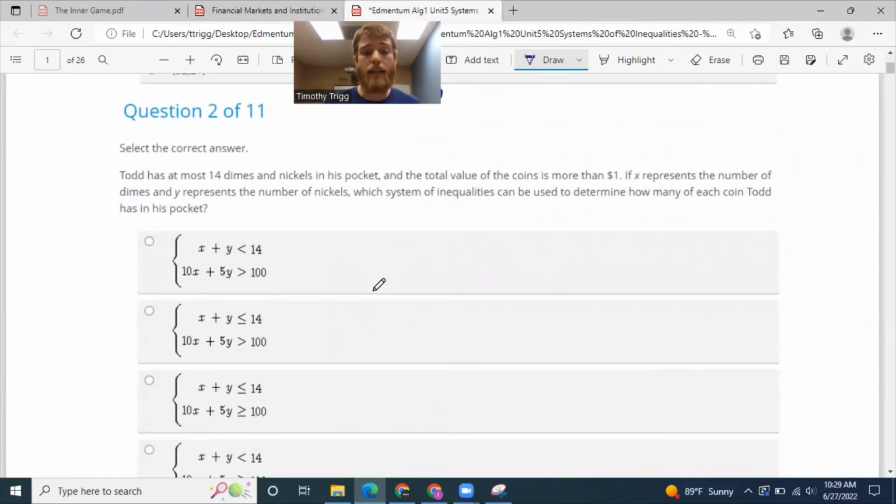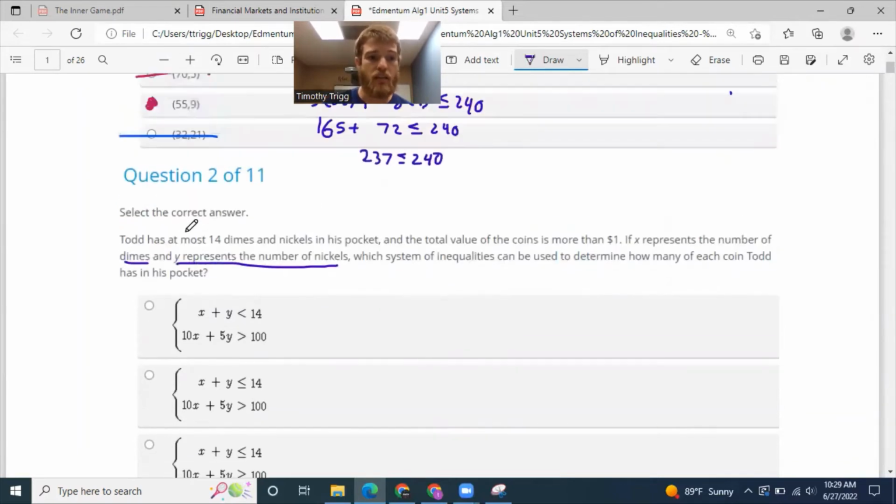Here we just want to find the system. Todd has at most 14 dimes and nickels in his pocket. So let's see. X represents the number of dimes, Y represents the number of nickels. So the number of dimes plus the number of nickels is at most 14. That means this amount is less than or equal to 14, right? If 14 is the most, that means you could have that much or less, right?